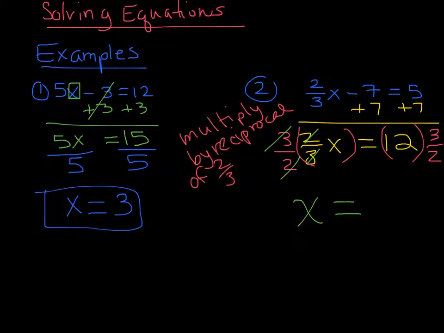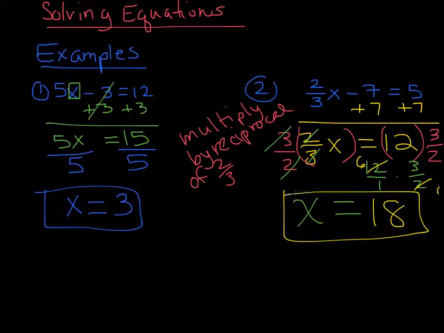Right-hand side, we have to use what we know about multiplying fractions. So you can rewrite it as 12 over 1 times 3 over 2. You don't have to rewrite it if you don't want to, if you can do it in your head. From there, you can simplify it by cross-canceling. I'm going to end up getting 6 over 1 times 3 over 1, which gives me an answer of x equals 18.